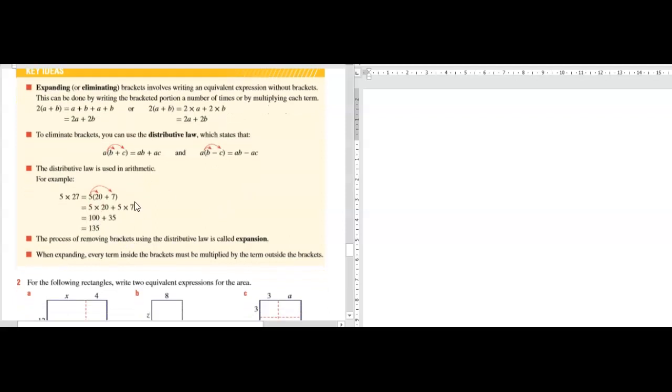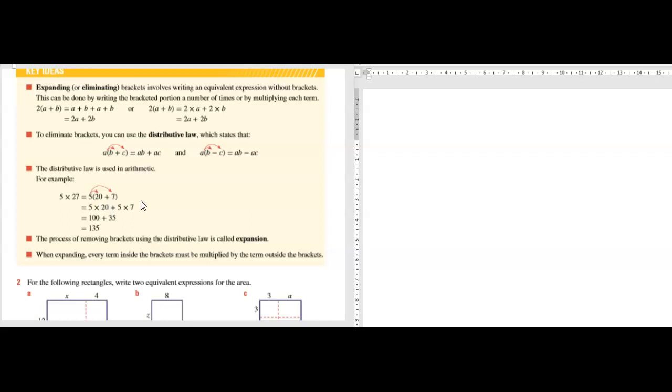And then here's a question where it's being applied. So you can kind of see actually it's not being applied, it's being proved to you why it works. So instead of writing 27, they've separated the 20 and the 7. Okay, so 5 times, and then instead of writing 27, they've written 20 plus 7.